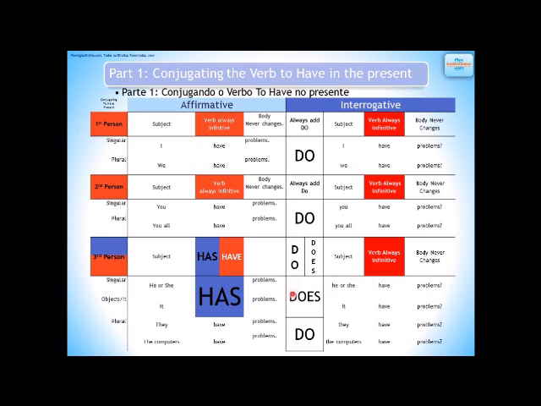So does he or she have problems? Does it have problems? Or do they have problems? Or do the computers have problems? So the verb always in the infinitive. O verbo sempre no infinitivo have.